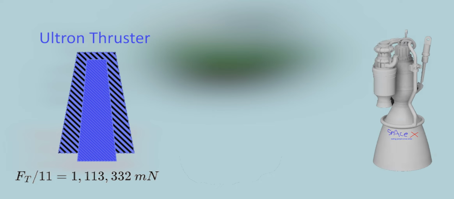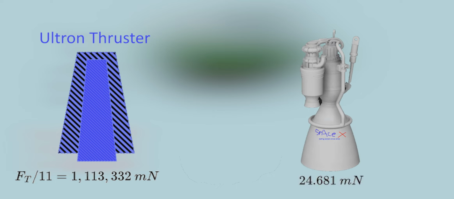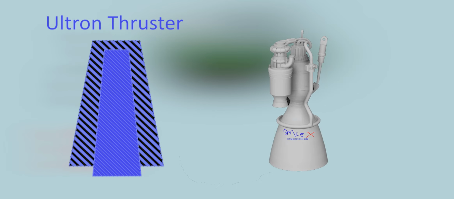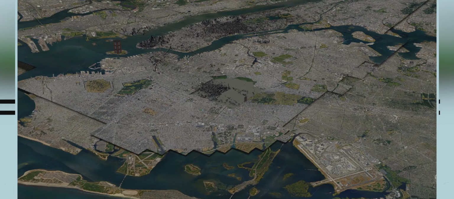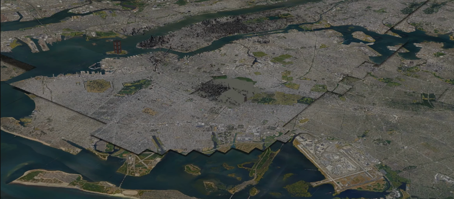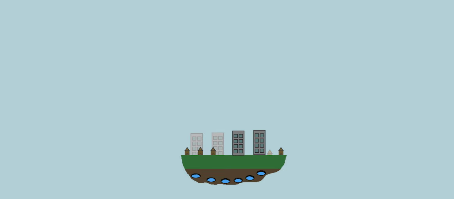For context, the Falcon Heavy by SpaceX produces this amount of force. This thruster produces more than 45,000 times as much force as one of mankind's best thrusters today. So this is what would actually happen when Ultron turns on the thrusters. Anyhow, I put the thrusters back to their original force for the sake of argument.